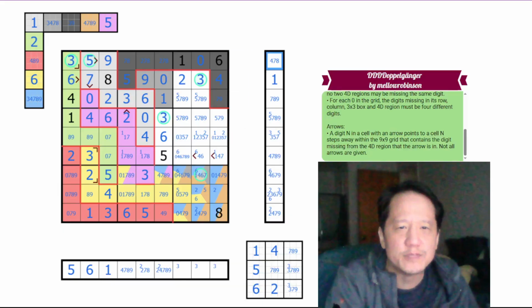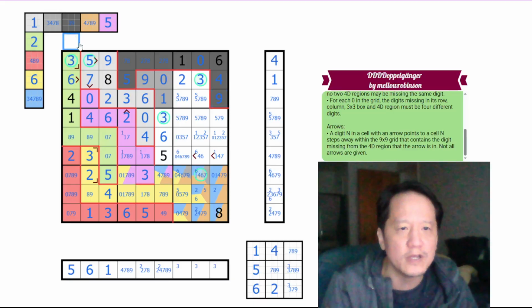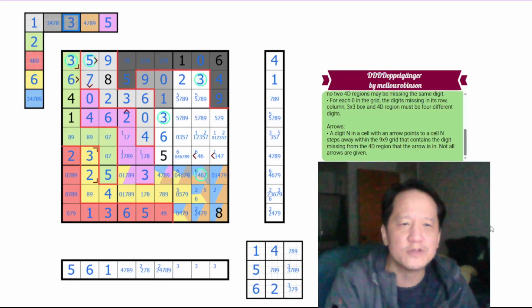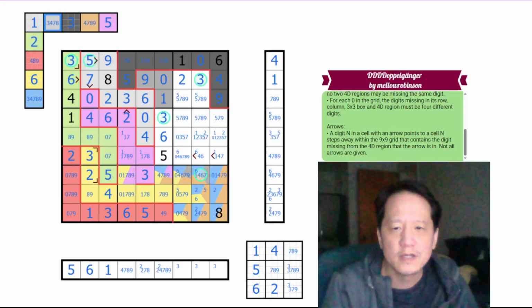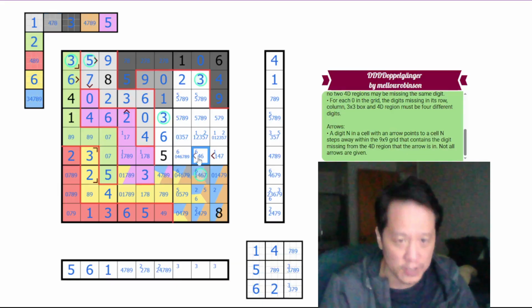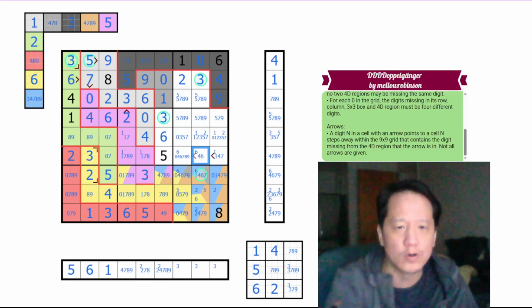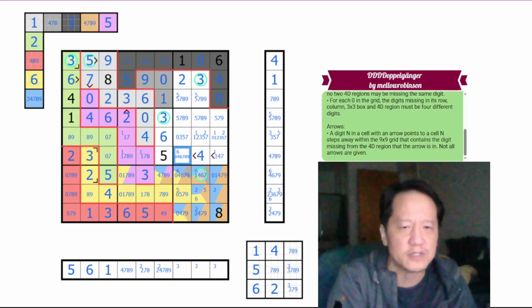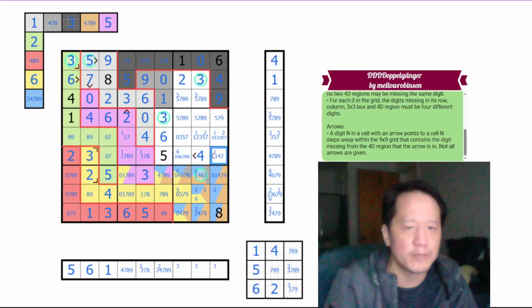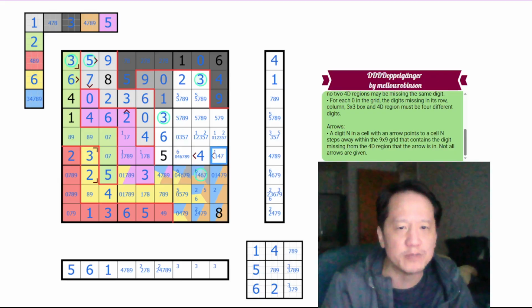So 4 is missing in row 1. This can't be 7, so this has to be 9. So we're missing a 3 in the dark region. And the 3 cannot reach down to here, so this cannot be 6 away. This must be 4 away for that digit that's missing there. This can't be 4, it can't be 7 away, so this must be 1.